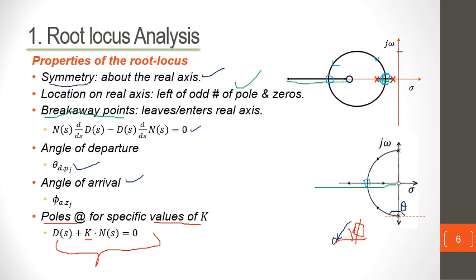But generally, to recap, you have the following properties: the root locus is symmetric about the real axis. On the real axis, the root locus is located to the left of an odd number of poles and zeros. The breakaway points and break-in points can be calculated. And generally speaking, the root locus moves from poles all the way to zeros as k goes to infinity.